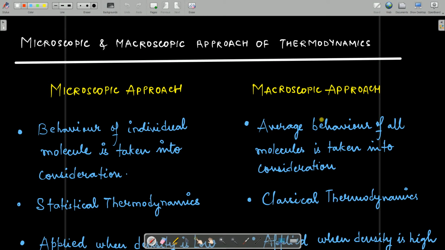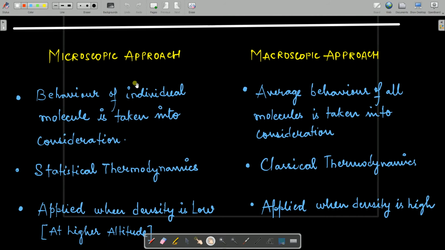Microscopic and macroscopic approach of thermodynamics. Broadly speaking, we see thermodynamics in two different views or approaches. We have microscopic. From the name itself, it indicates that we go to the micro level, and macroscopic, that means we are on the general level.